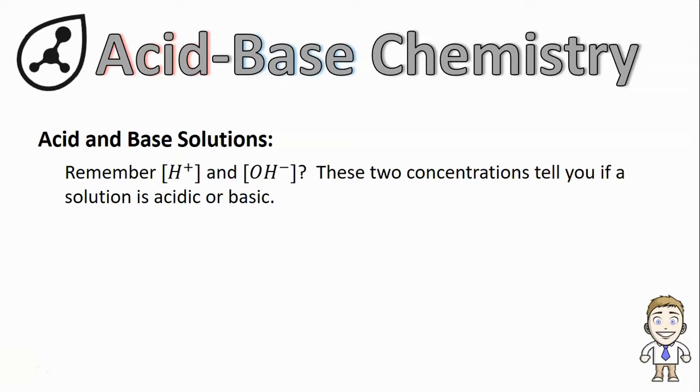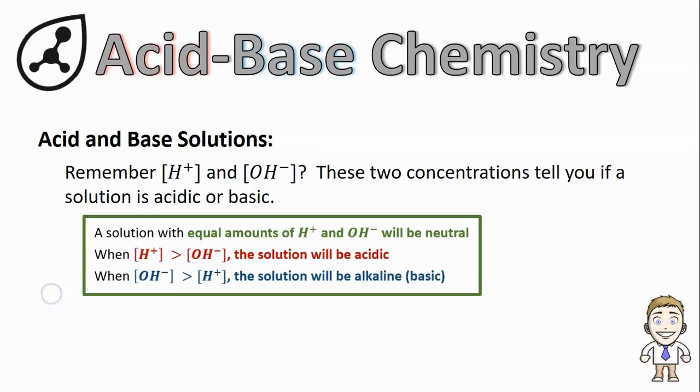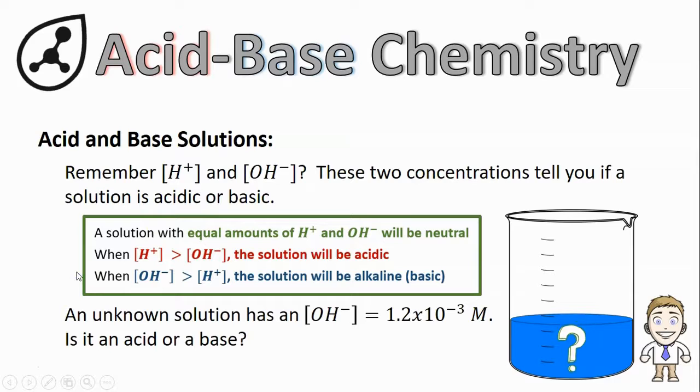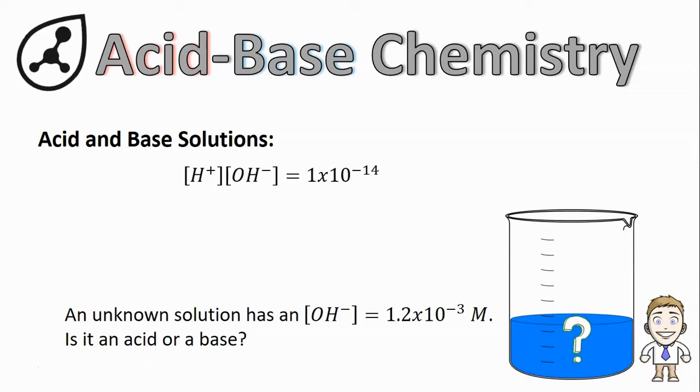To do that, you'd have to know both the H+ and the OH- concentration and then simply look to see whichever is larger. If the H+ is larger, it's an acid. If the OH- is larger, it's a base. So we could take an unknown solution like this one here that has an OH- concentration of 1.2 times 10 to the minus 3, solve for the H+ concentration and figure out if it's an acid or base.